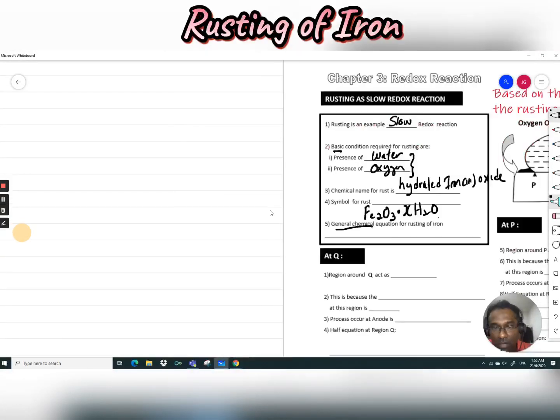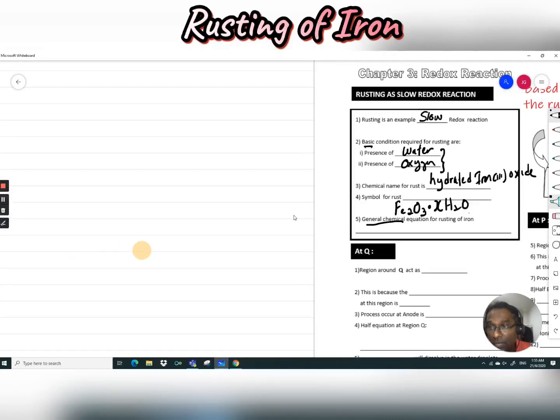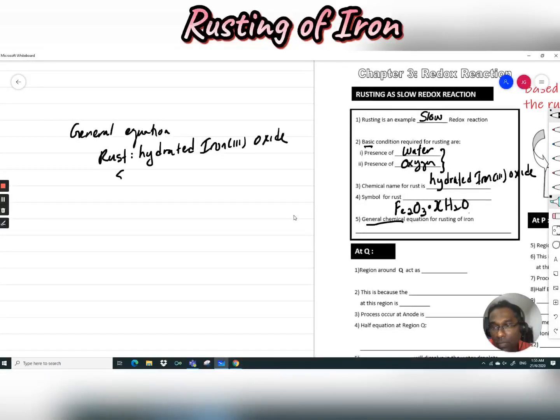I'll do it here. We try to do the general equation for the rusting process. The chemical name for rust is what? Hydrated iron(III) oxide. And the symbol for rust is Fe2O3.xH2O. And how to do the general equation?